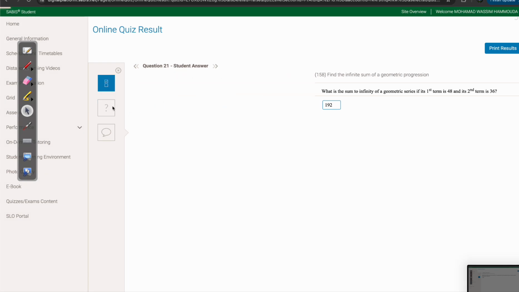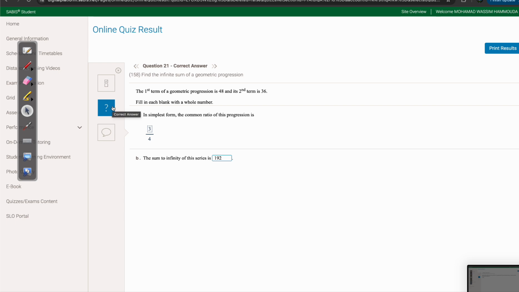Number 21. The first term of a geometric progression is 48 and the second term is 36. This is basically the same exact question, but with an extra part. Just do the same thing. I don't think I need to explain this. For part A, just do 36 over 48 to get the common ratio. And then for part B, just apply the sum to infinity rule, which is 48 over 1 minus r, where r is 3 over 4 because of what we found in part A, which is going to give us 192.